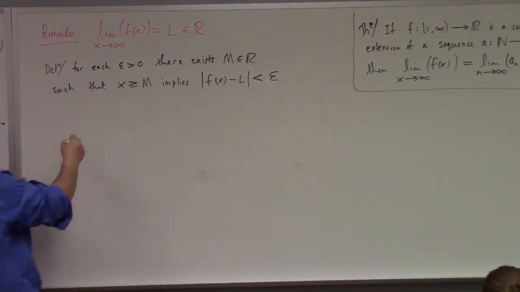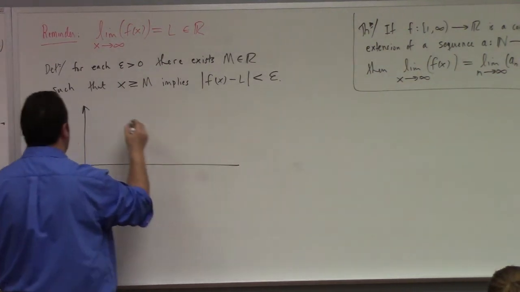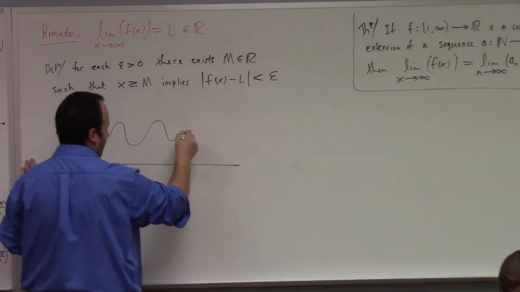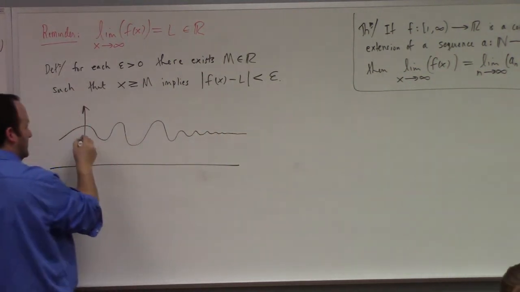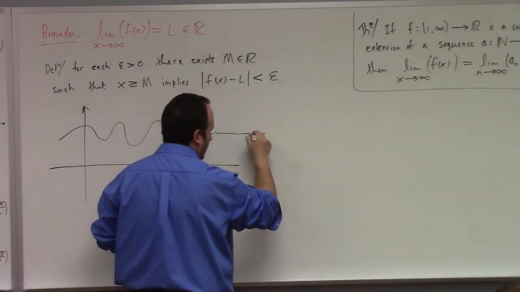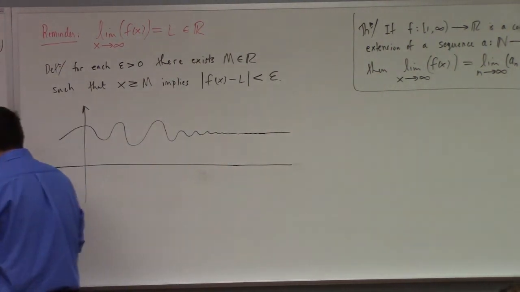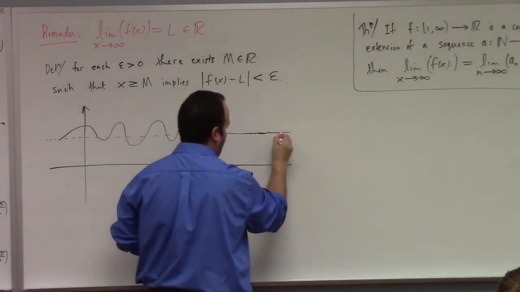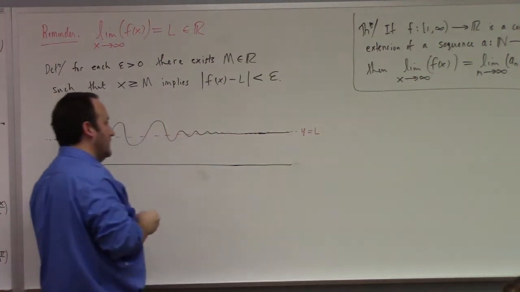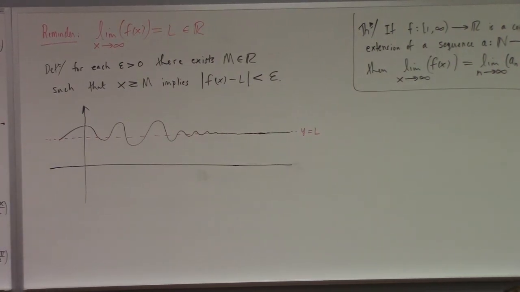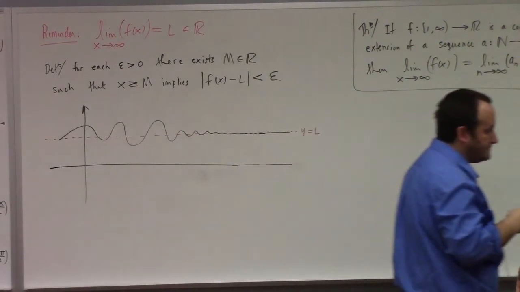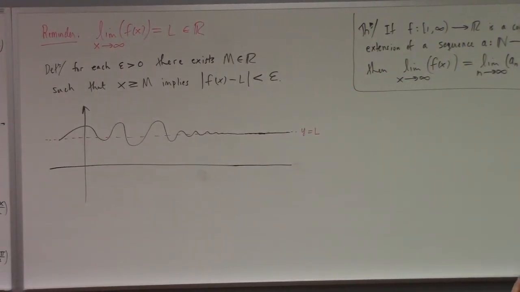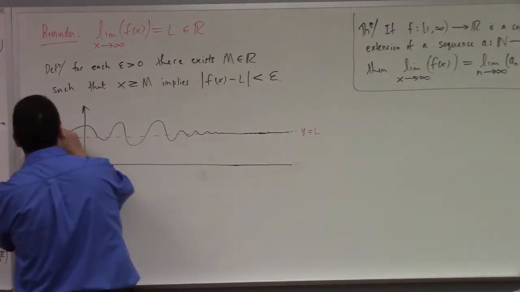I can draw a picture. So if you've got some function and it could misbehave, but eventually it settles, let's suppose, towards some horizontal asymptote, then here's my y equals L. And so what this definition is saying is, if you pick an epsilon band around the alleged limiting value, let me just draw it in green, like so.